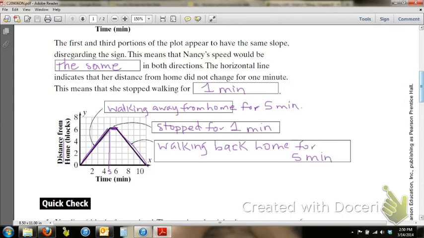So now in quick check number 1, you're going to take a look at that graph. You live 6 blocks from school. The graph at the right shows your walk home on a sunny day. Describe what the graph shows. So just say what's happening.